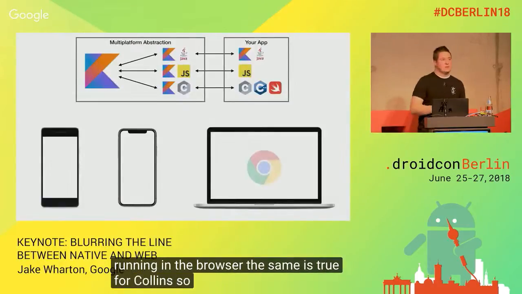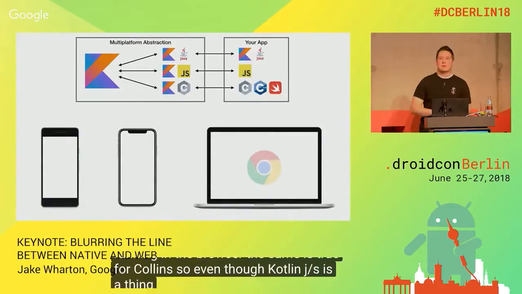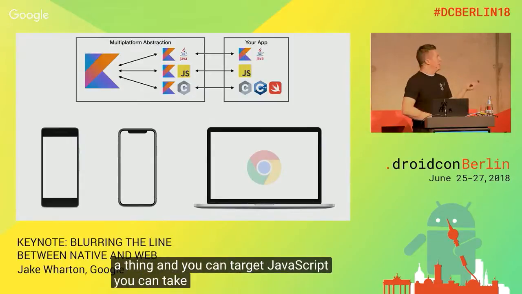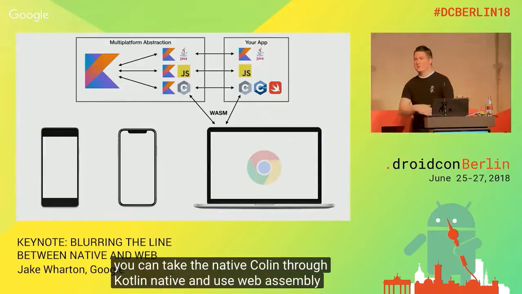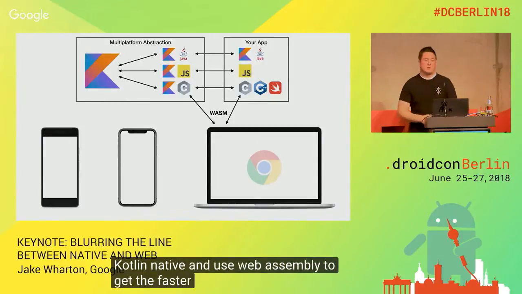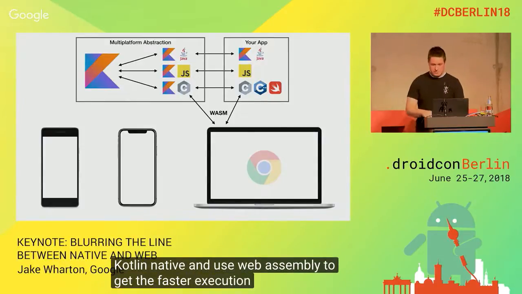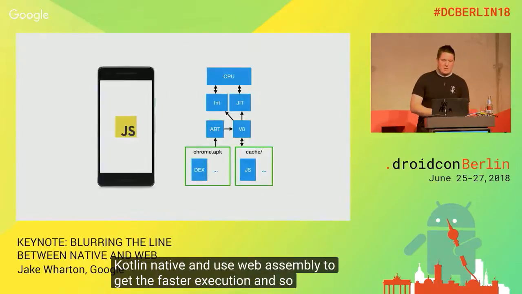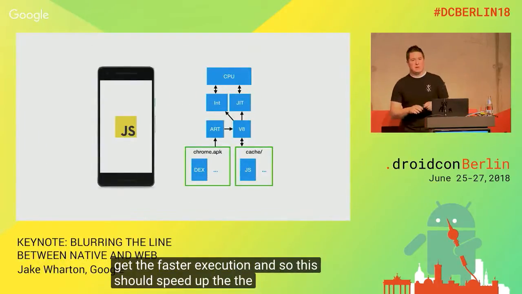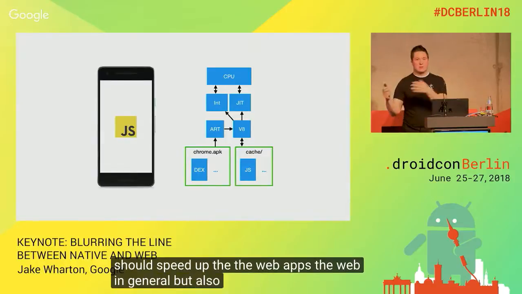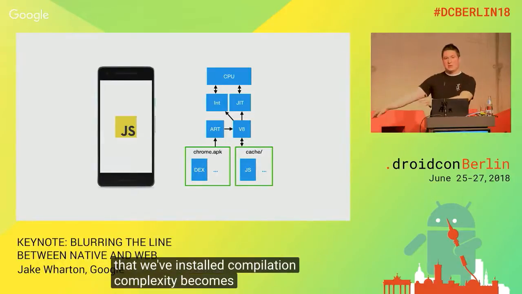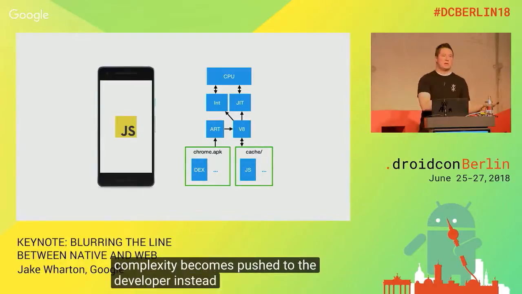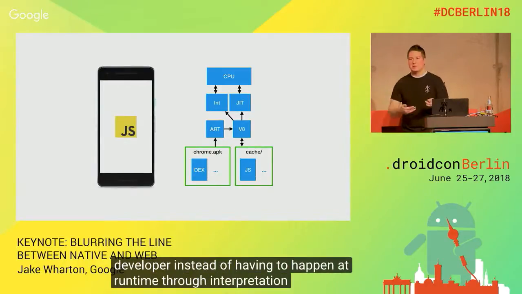Same is true for Kotlin. So even though Kotlin/JS is a thing, and you could target JavaScript, you can take the native Kotlin through Kotlin/Native and use WebAssembly to get the faster execution. And so this should speed up the web apps, the web in general, but also the web APKs that we've installed. Compilation complexity becomes pushed to the developer instead of having to happen at runtime through interpretation.